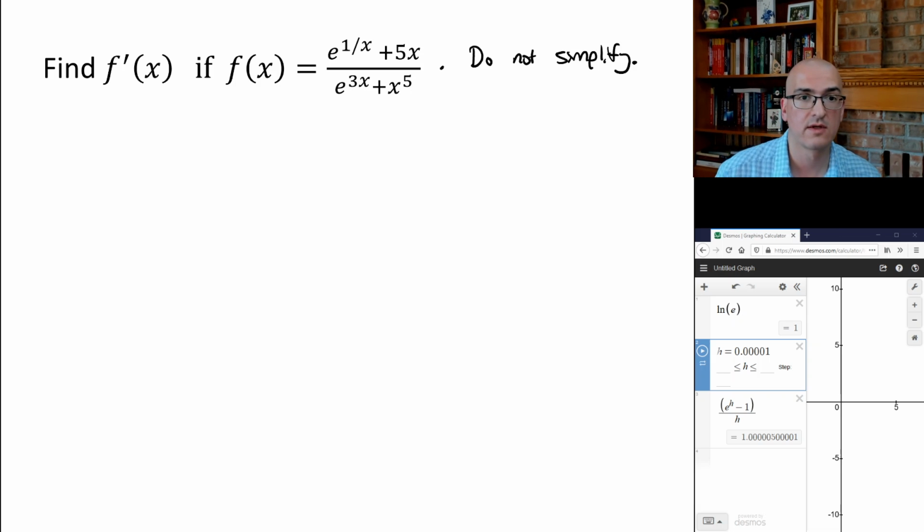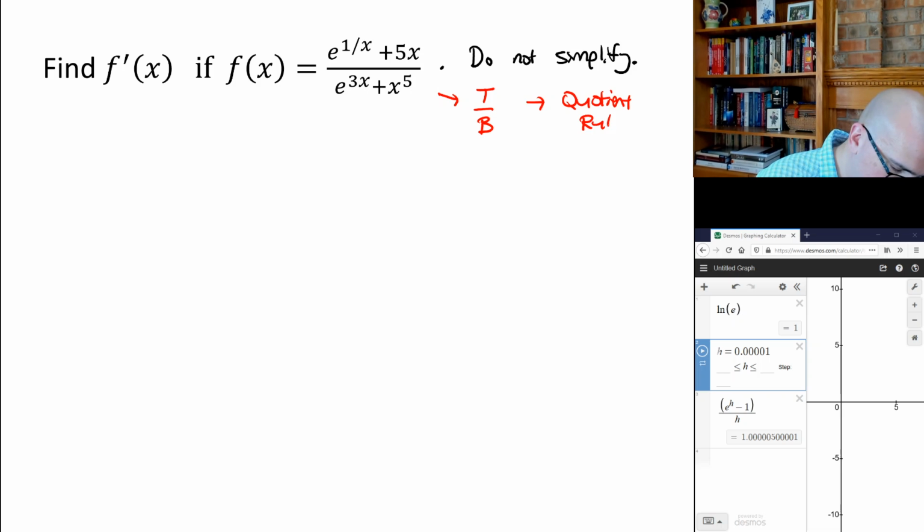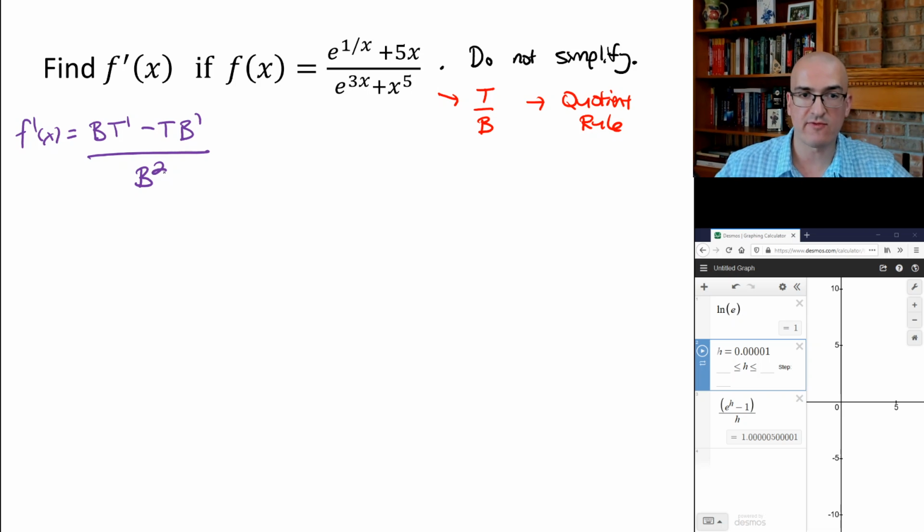Let's go. Let's see what we have. So the structure is, this is a top function over a bottom function. So we'll need a quotient rule. Once we take the derivative, bt prime minus tb prime over b squared. Once we get all the pieces we need to plug into that formula, we're done. It says do not simplify. Don't look for anything else to do.